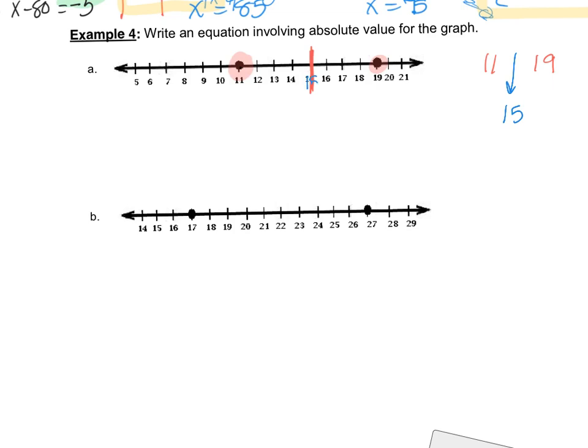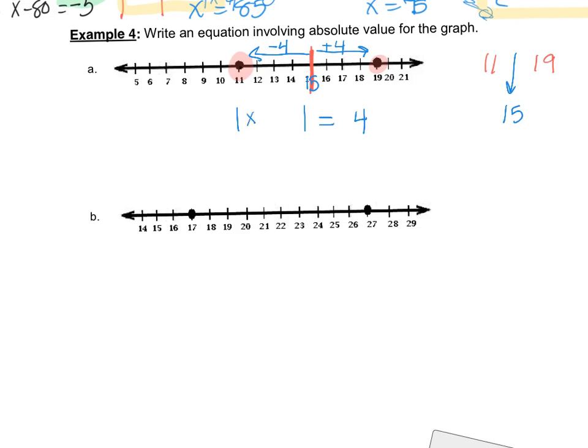15 is right here. 11 is 4 units less than 15. 19 is 4 units more. So we know that the distance is 4 units, so that's what the absolute value is to equal. And the inside is going to be whatever number you have.